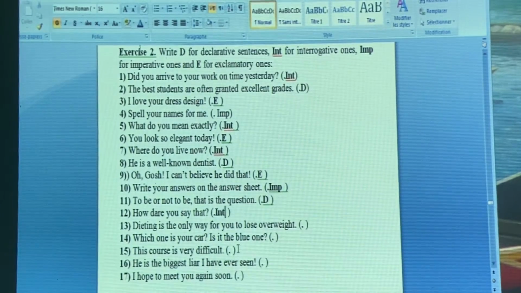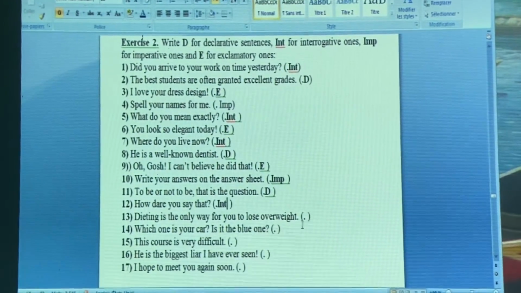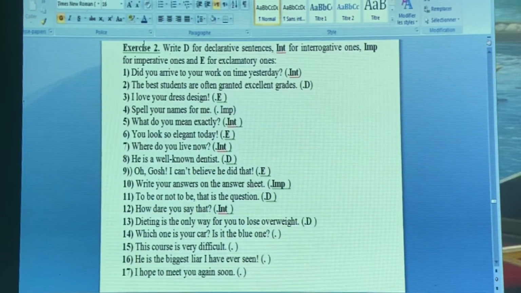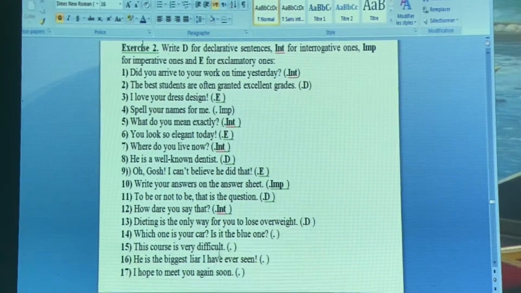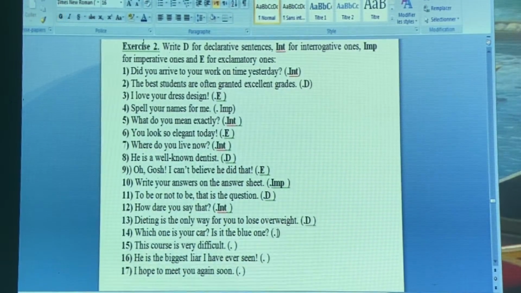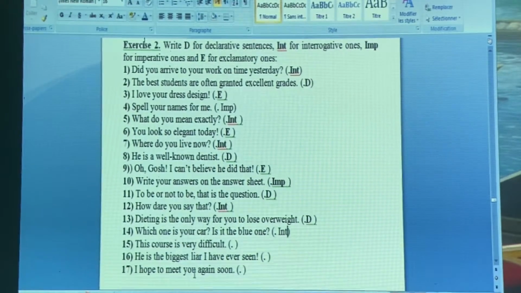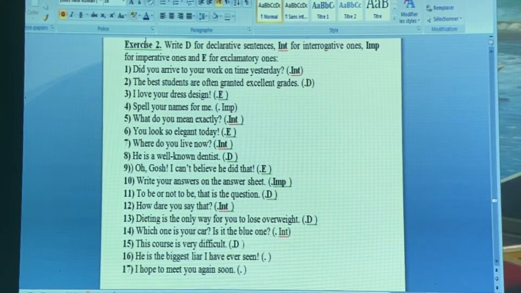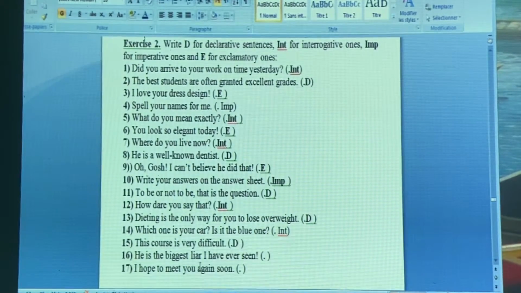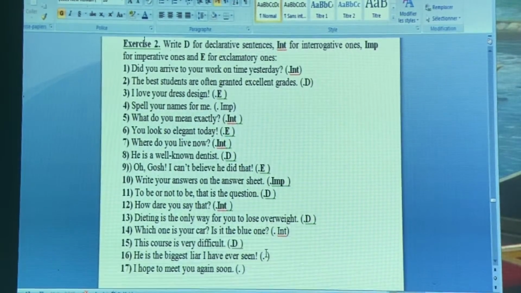Dieting is the only way for you to lose overweight. This is declarative. Which one is your car? Is it the blue one? This is interrogative. We have two questions here. This course is very difficult. Declarative.